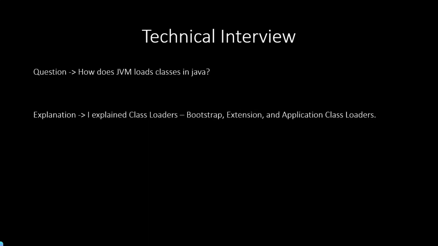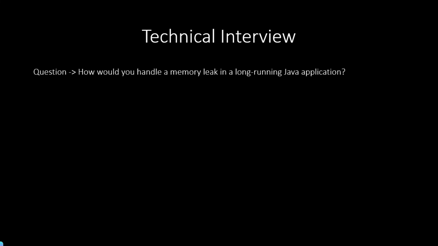And then the next question was, how does the JVM load a class in Java? So here I explained about the class loader. There are three different types of class loader: Bootstrap class loader, extension, and application class loader. And then they asked me, how would you handle a memory leak in a long running Java application? And then the next question was, what is a method reference? How is it different from a lambda expression?